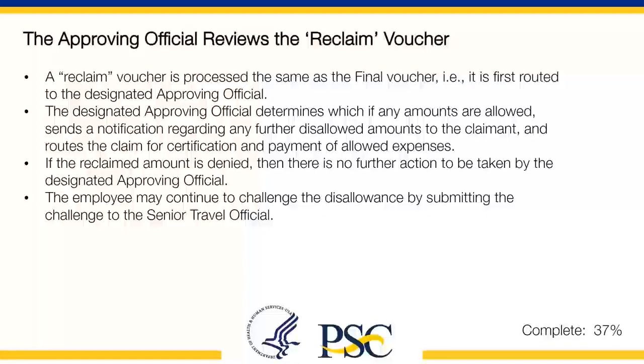A reclaimed voucher is processed the same as the final voucher, i.e., it is first routed to the designated approving official. The designated approving official determines which if any amounts are allowed, sends a notification regarding any further disallowed amounts to the claimant, and routes the claim for certification and payment of allowed expenses. If the reclaimed amount is denied, then there is no further action to be taken by the designated approving official. The employee may continue to challenge the disallowance by submitting the challenge to the senior travel official.